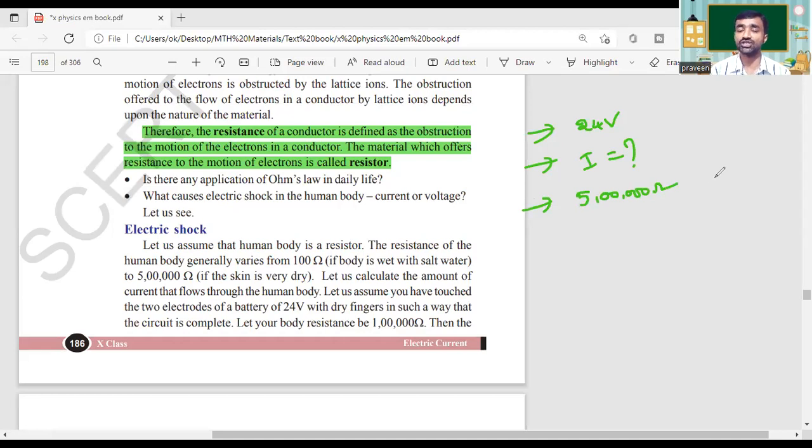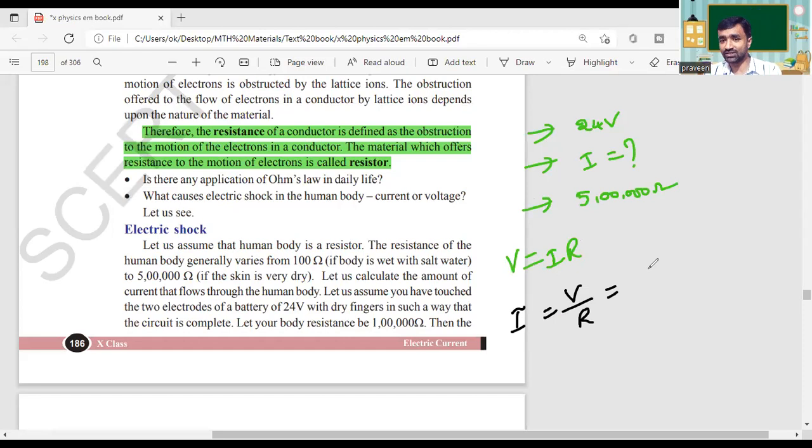Your body resistance is taken as 5 lakh ohms and the potential difference created through your body is 24 volts. What amount of current is passing through your body? So we will use the Ohm's law relation, that is V equals IR. Then to find the current, just transpose the formula. Here I equals V by R.